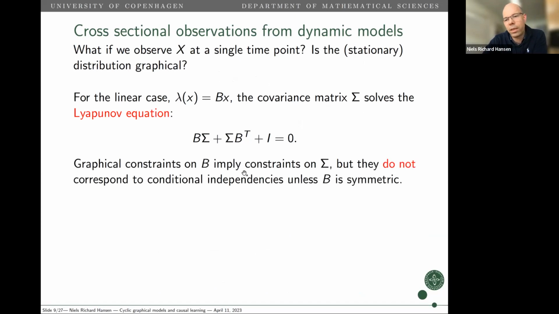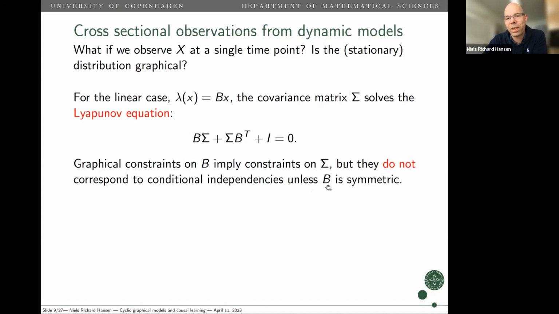But it turns out that even though there are graphical constraints on the B matrix here, it implies a number of different constraints on sigma. These constraints do not really correspond to conditional independencies in general. It's only if B is symmetric that you can actually express these constraints in terms of a graphical model.